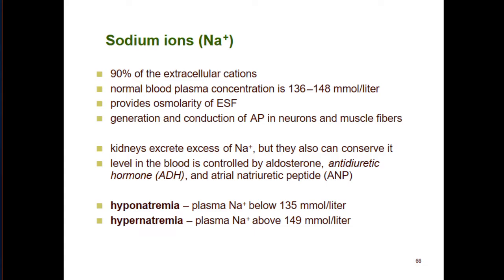Sodium is about 90% of the cations of the ECF, and normal plasma concentration is as follows. It provides the osmolarity, as we've mentioned, of the ECF. And as you might remember from excitable tissues, it's responsible for the generation and conduction of the action potential in excitable tissues. As we've mentioned already, the kidneys will excrete excess of sodium, but they also can retain it. And levels of sodium in the body will be controlled by aldosterone and atrial natriuretic peptide. And two conditions might occur. They are known as hyponatremia, low, and hypernatremia, high.